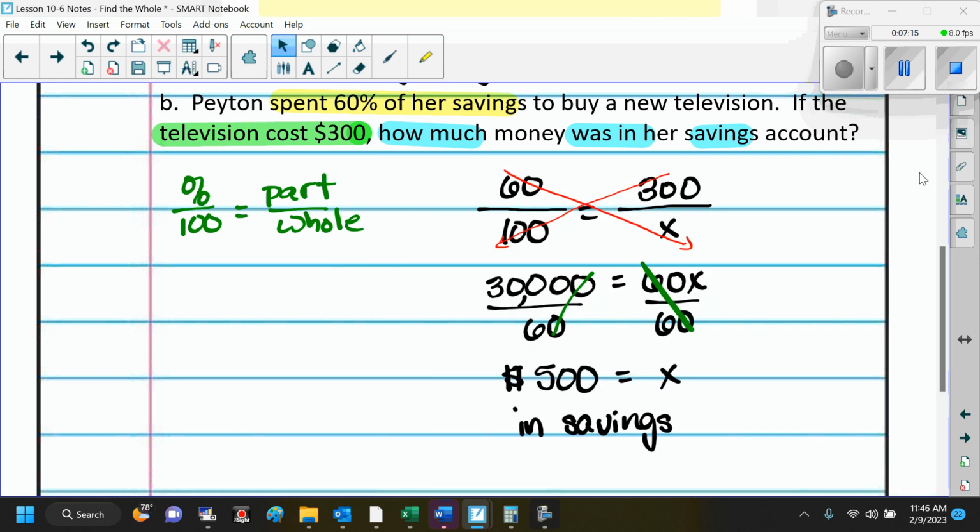So here's our setup. We have 60 over 100 is equal to the $300 up here, and we're solving for the entire amount in the savings account. So when we cross multiply, this is what we get, dividing by 60 on both sides, and what was originally in her savings account before she bought that television was $500.